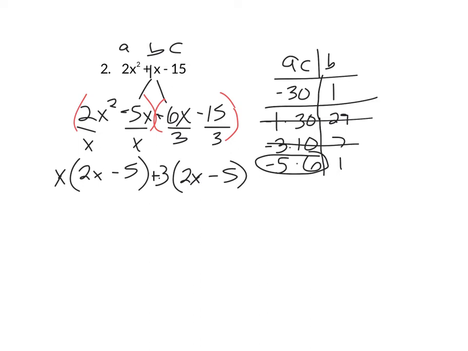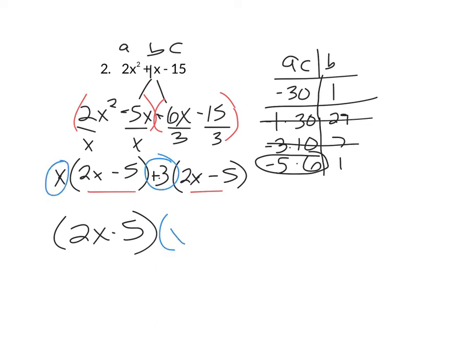Again, those two should be the same. And if they are, you did it right. My final answer, 2x minus 5 is one binomial. And then again, reminder, x plus 3 is the other binomial.